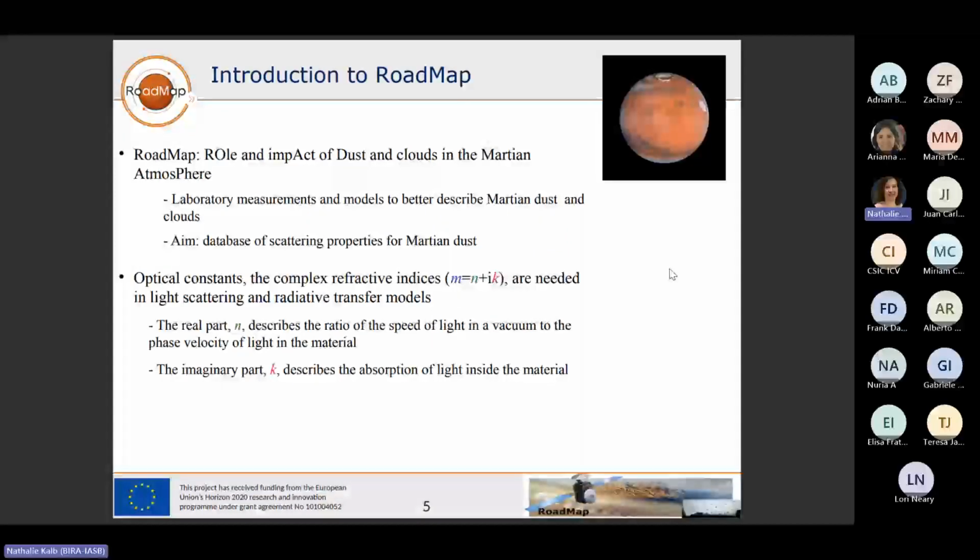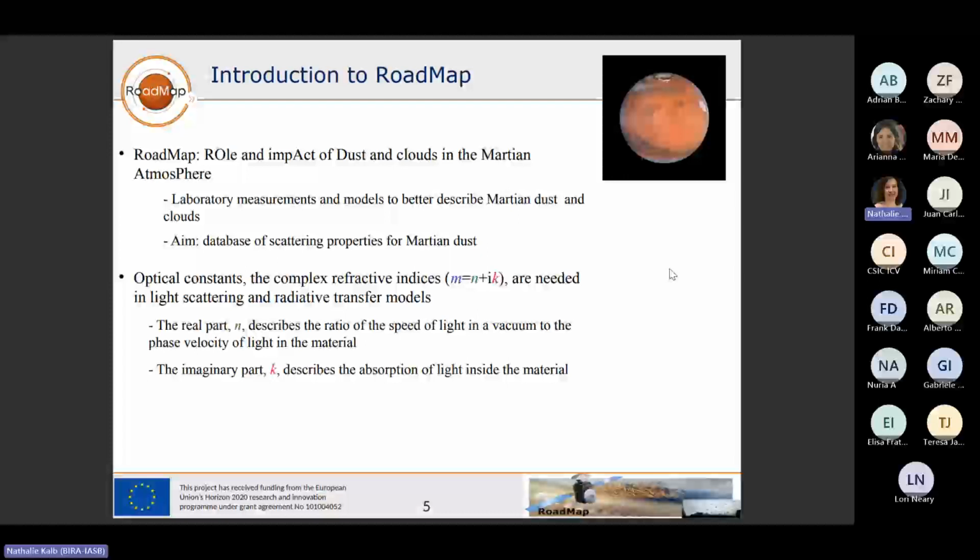So, as Olga already gave an introduction, roadmap comes from the words role and impact of dust and clouds in the Martian atmosphere. The aim is to use laboratory measurements and advanced models to better describe Martian dust and clouds. My aim is to retrieve scattering properties for Martian dust. And in order for me to do that, the first thing I have to do is to retrieve optical constants, because they are needed in light scattering and radiative transfer models.